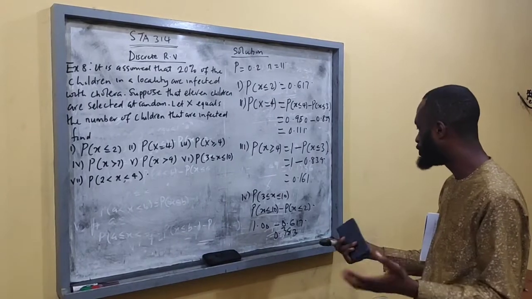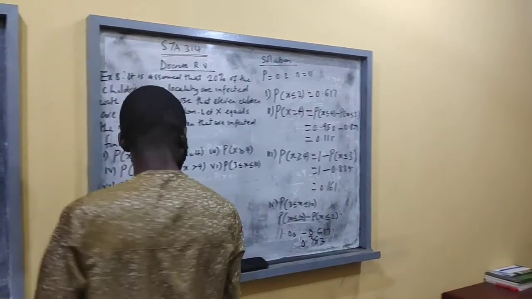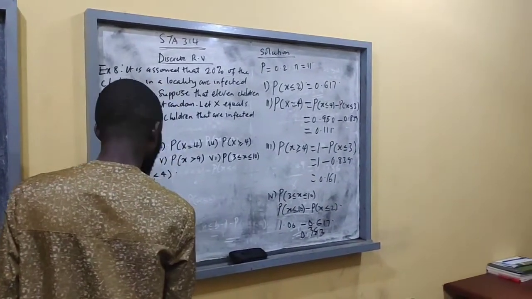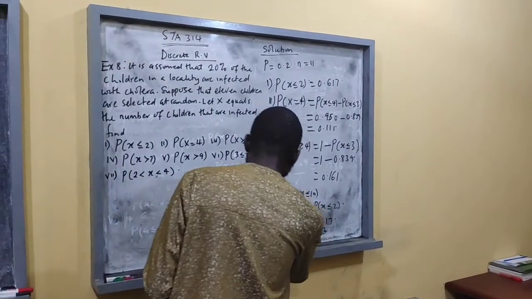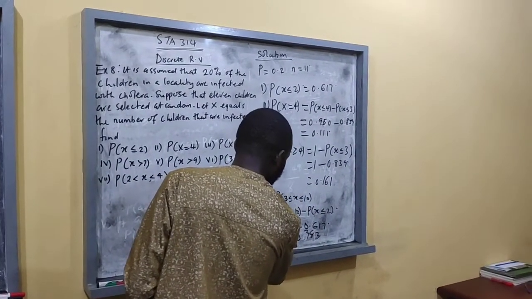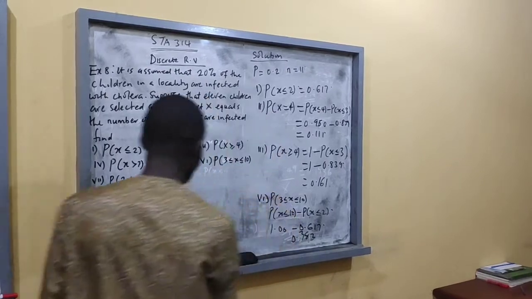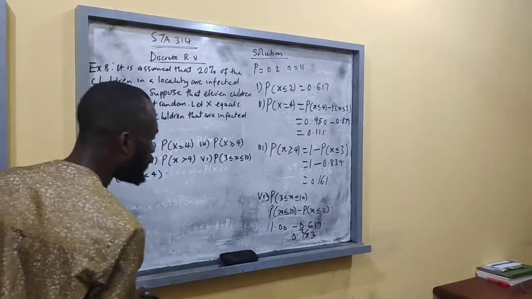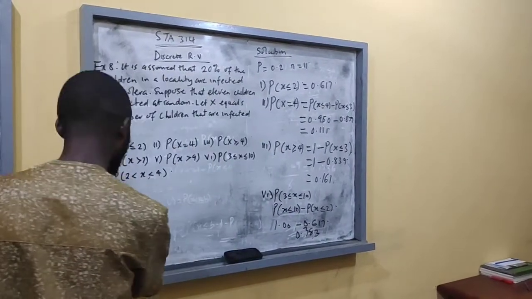Now, number 5. Question 8. I jumped. This is question 7. Sorry. I think this is question 6. Sorry. Let me go back to question 4. I've not done question 4. Sorry. I will do it here.